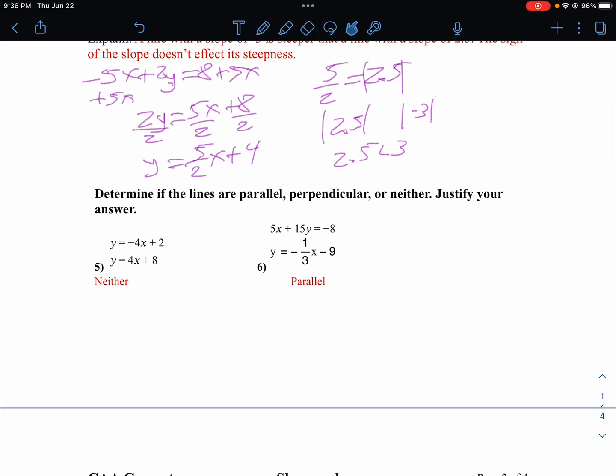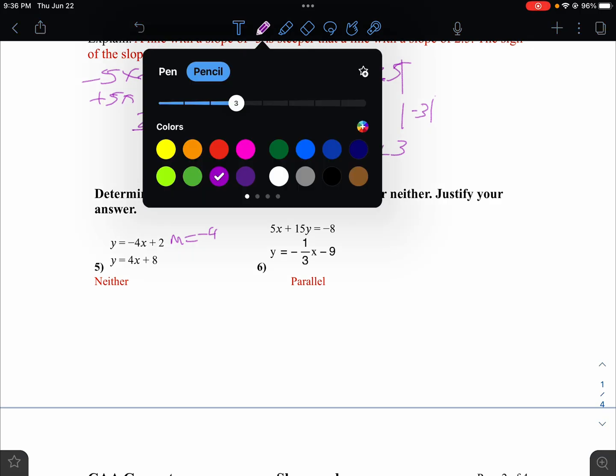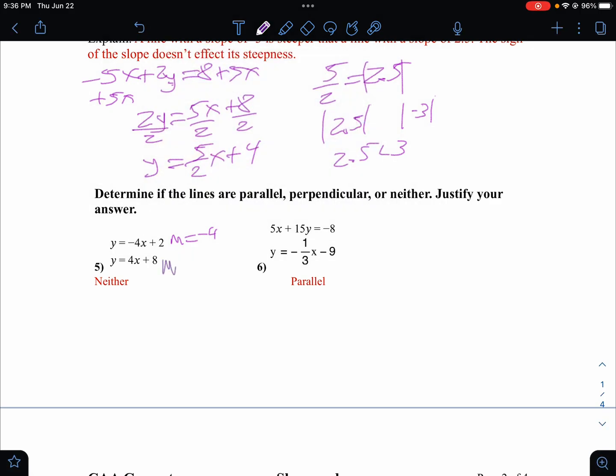Okay, let's take a look at question 5. On my first line, I can see my slope is -4. My second line, I can see my slope is +4. Notice, they're not the same, nor are they opposite reciprocals. In order to be perpendicular, my second line would have to be 1/4. Since they're not the same and they're not opposite reciprocals, they're neither.